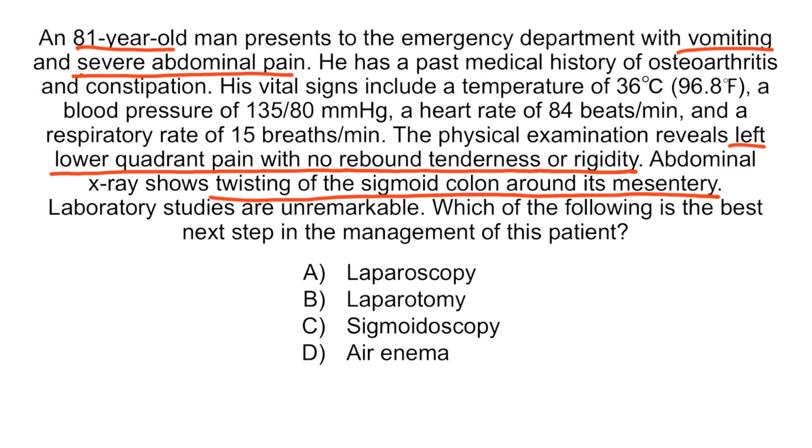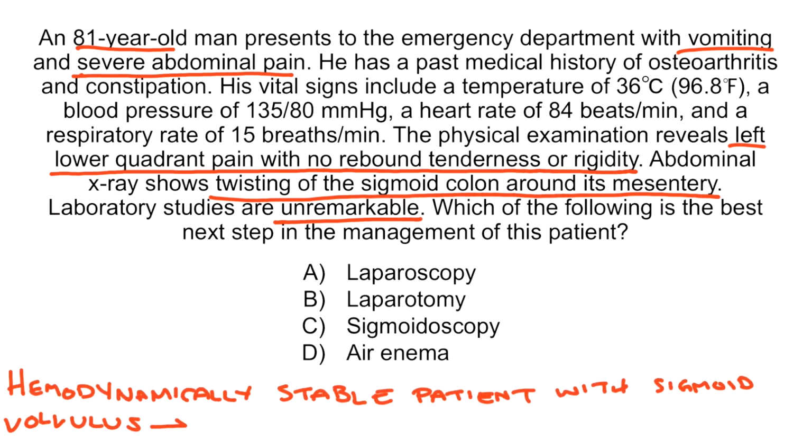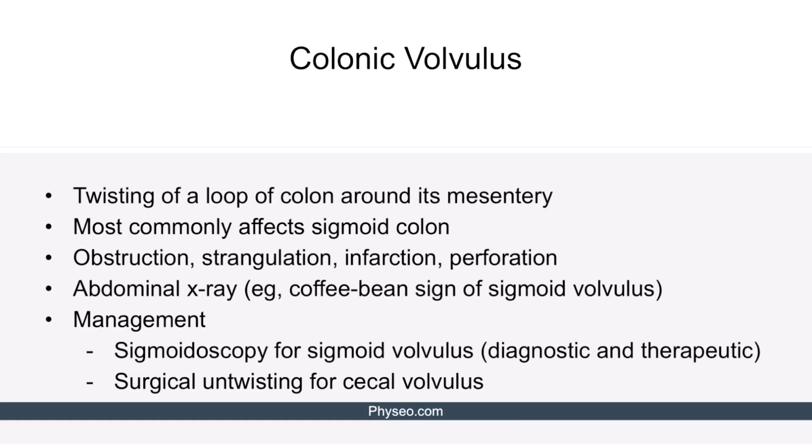The patient's vital signs are unremarkable, indicating that he is hemodynamically stable. Laboratory studies are also unremarkable, making bowel ischemia and necrosis unlikely. Therefore, this patient needs sigmoidoscopy with detorsion. The correct answer is option C. Here's a slide reminding us of the management of sigmoid volvulus.